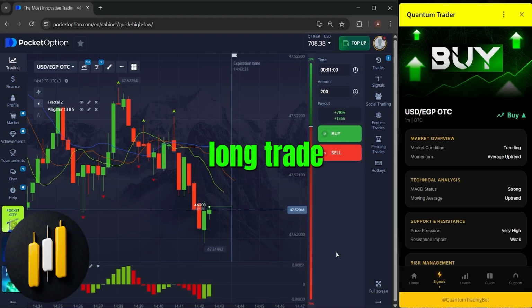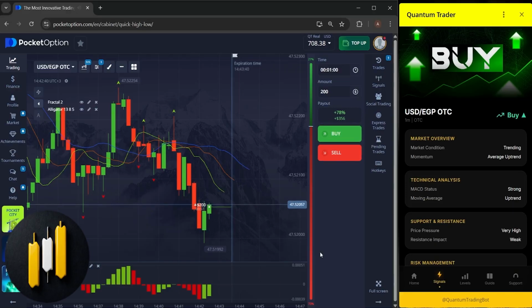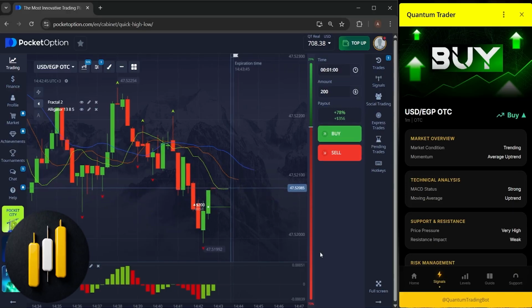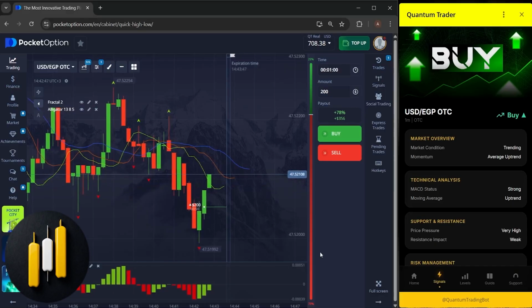Opening another long trade. Price is confidently holding above the alligator lines, a clear early sign of an upward trend. A lower fractal confirms the local bottom, and the alligator is just starting to open its jaw, meaning the move is gaining momentum. The market is trending.